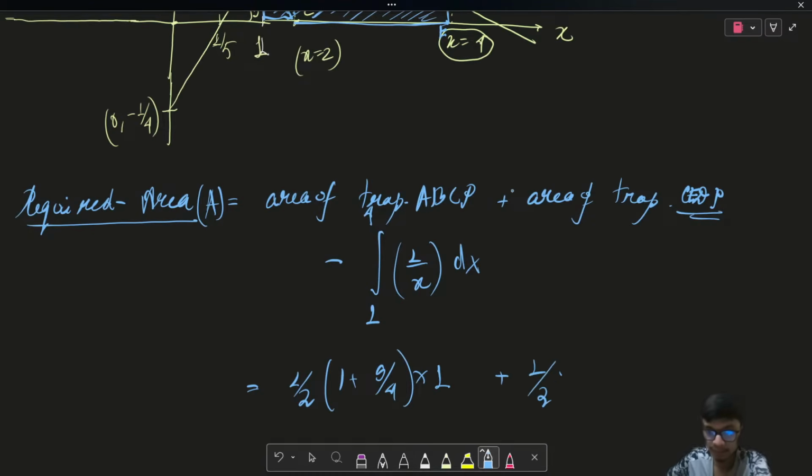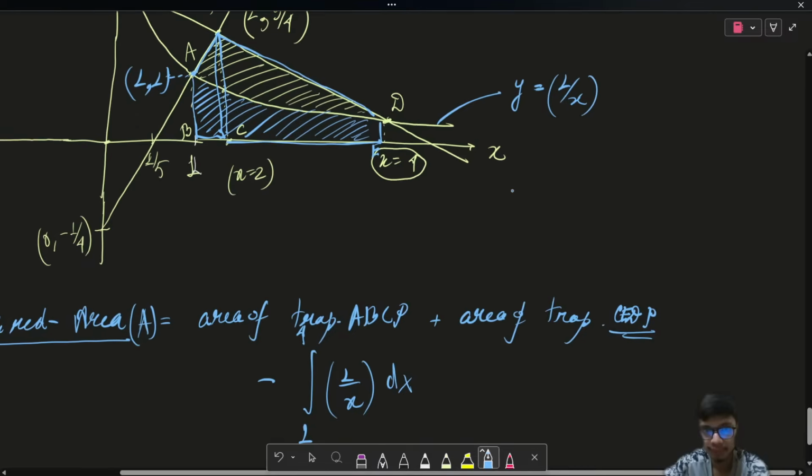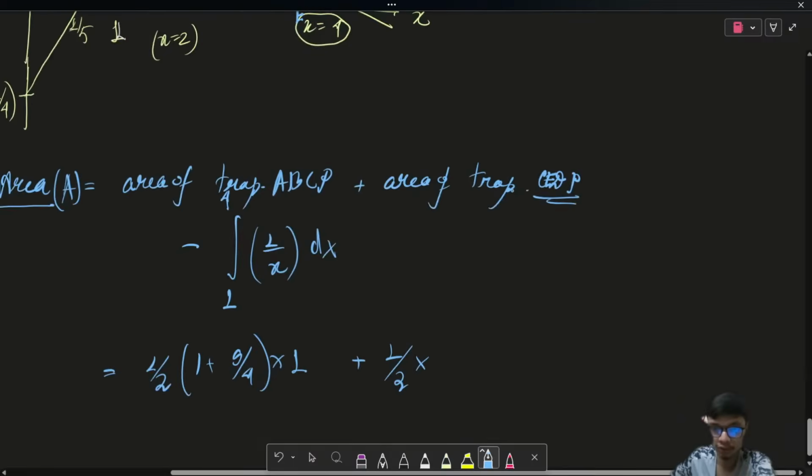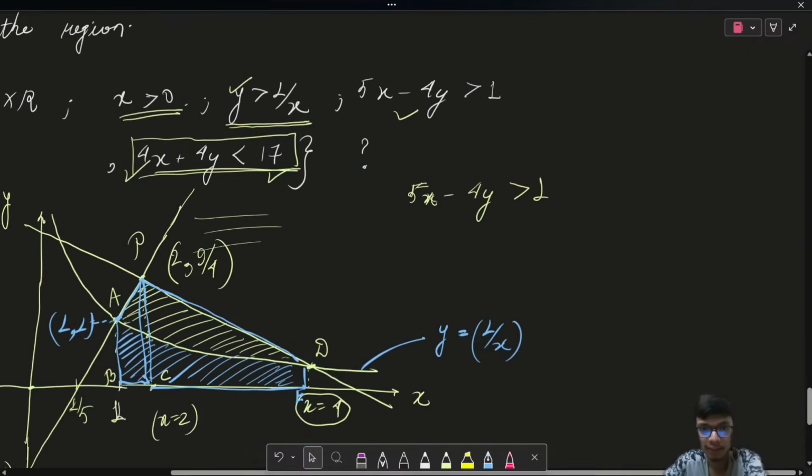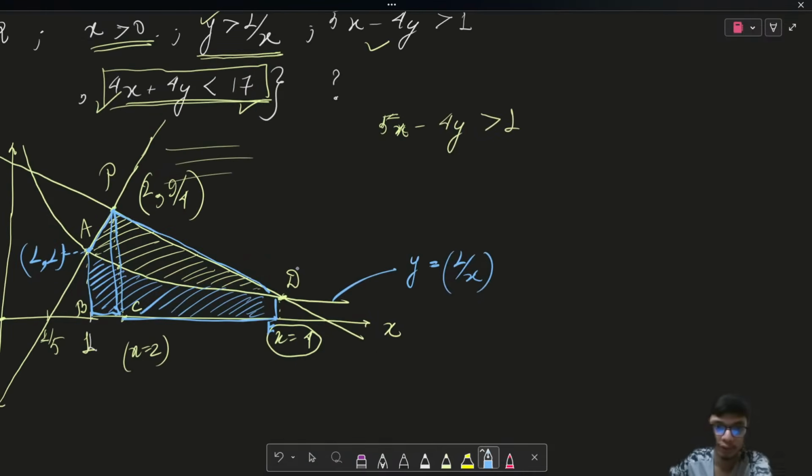And then for this particular trapezium, it is half times again, the distance between the parallel sides is given as 2, so 2 multiplied with the sum of the parallel sides. This particular point at x equals 4 is a point on this particular line, so I can put x equals 4 over here, 16 minus 17. This is going to give you 1 upon 4, because it's also lying on the y equal to 1 upon x line.